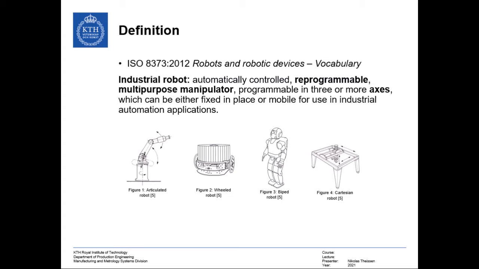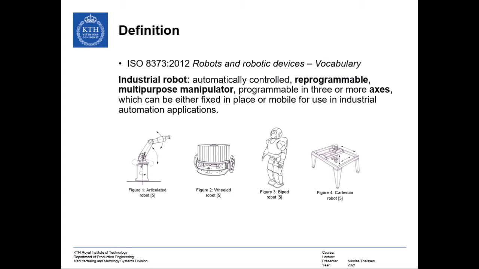Definition. According to ISO 8373, Robots and Robotic Devices Vocabulary, an industrial robot is an automatically controlled, reprogrammable, multi-purpose manipulator programmable in 3 or more axes, which can be either fixed in place or mobile for use in industrial automation applications. The word reprogrammable means that it is designed so that the programmed motions or auxiliary functions can be changed without physical alteration. Multi-purpose means that the system is capable of being adapted to different applications without physical alteration.